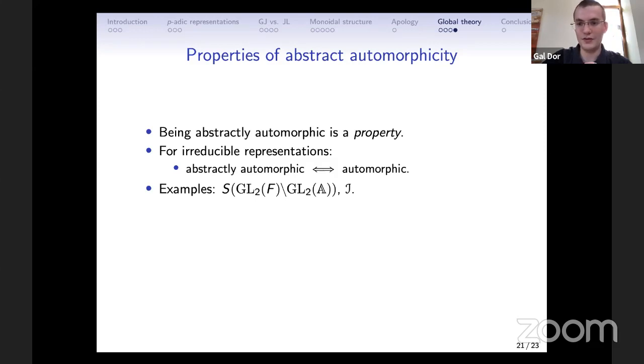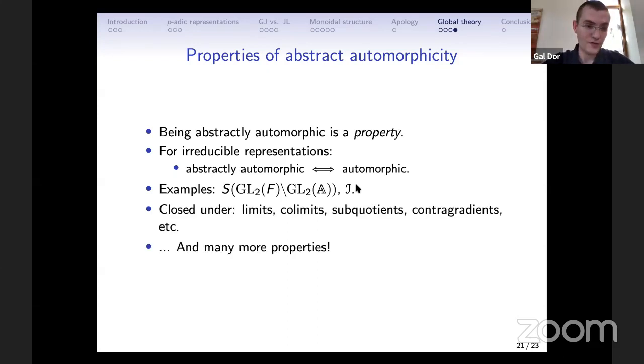So maybe let me give a few other examples. For irreducible representations, this definition is well behaved. It coincides with the usual one, but it also makes sense for non-irreducible representations. So for example, the space of automorphic functions itself turns out to be abstractly automorphic. This space I is a module over itself, obviously, so it's abstractly automorphic. And in fact, this has also excellent closure properties. It is closed under limits, colimits, subquotients, contragradients, any categorical operation that you can think of.